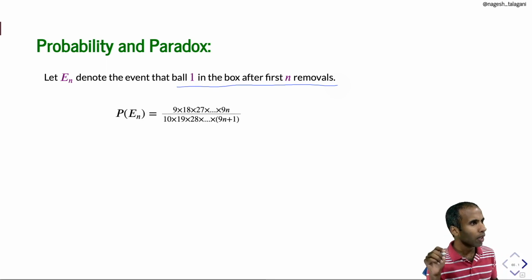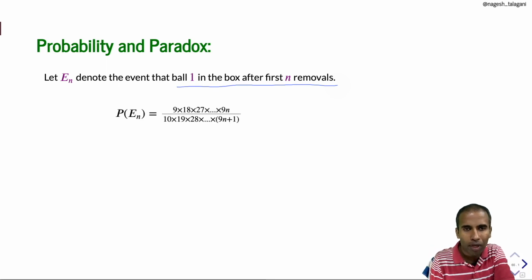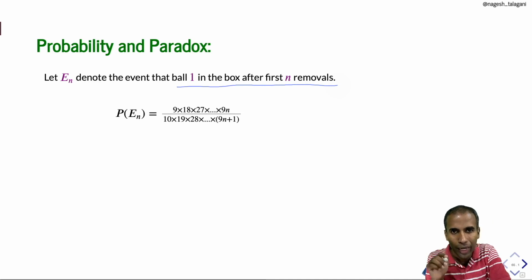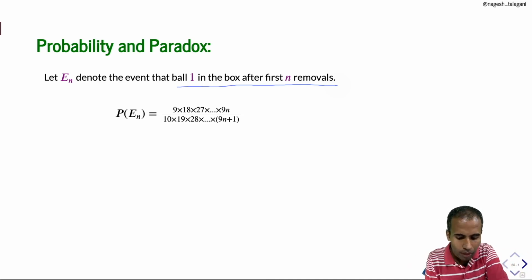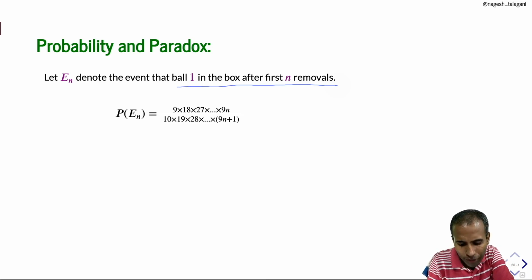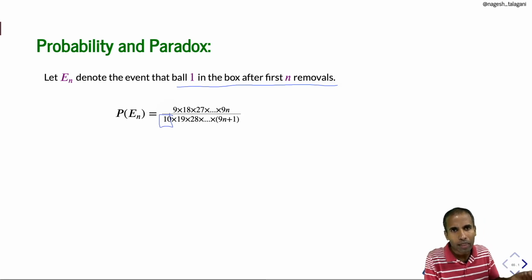The probability of En is going to be the number of outcomes favorable to En divided by the total number of outcomes. Here we are doing n removals, right? Let us see the total number of ways these n removals can be done. In the first removal, there will be 10 balls. We can remove any one of the 10 balls, so the first removal can be done in 10 ways. And in the second removal, 9 plus the newly added 10, so there will be 19 balls. We can remove any one of them.